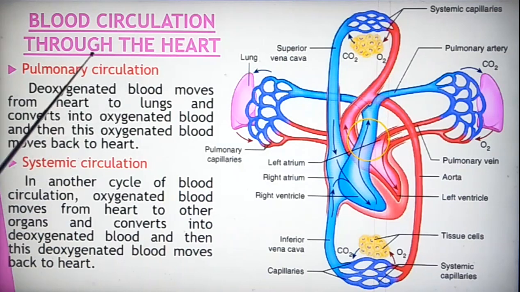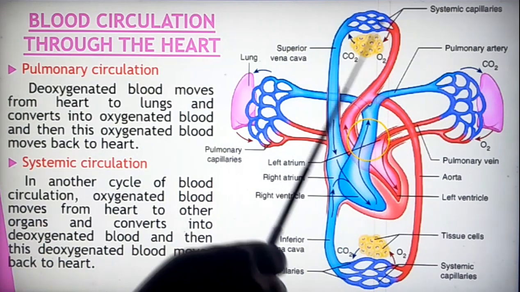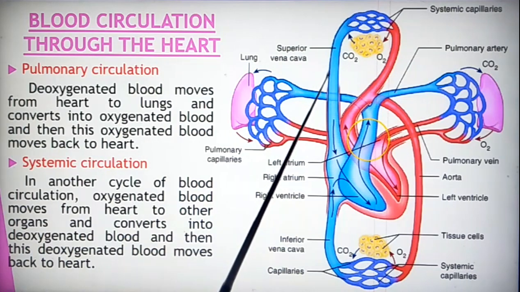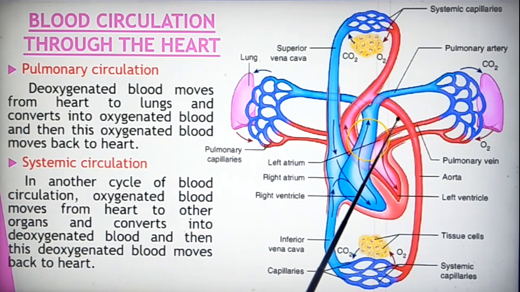So blood circulation through the heart can be divided into two. You already know it, but you should explain it under two headings: pulmonary circulation and systemic circulation. Already told you, when you see the term pulmonary, you should understand that it is related to the lungs. So deoxygenated blood moves from the heart. See here, two colors, red color as well as what? Blue color. Blue color denotes what? Carbon dioxide rich blood, and red color denotes what? Pure blood, that is the oxygenated blood.